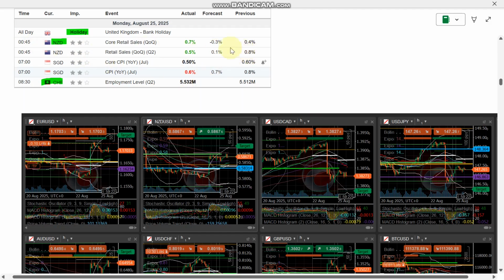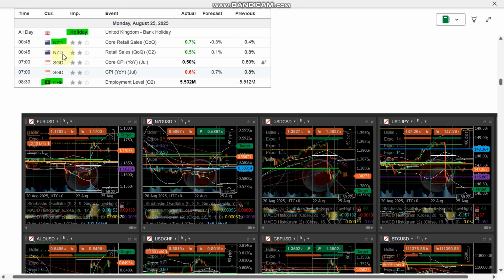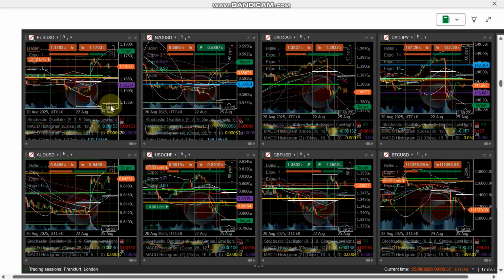Mainly a sideways market, and New Zealand is good, green light, positive, and so is Swiss franc. According to that, New Zealand and Swiss franc are positive, so they're supposed to go up. New Zealand, where is the New Zealand? New Zealand USD. New Zealand is supposed to be good, so they're going up just for this candle at the London market, 9 o'clock, 10 o'clock, something like that.